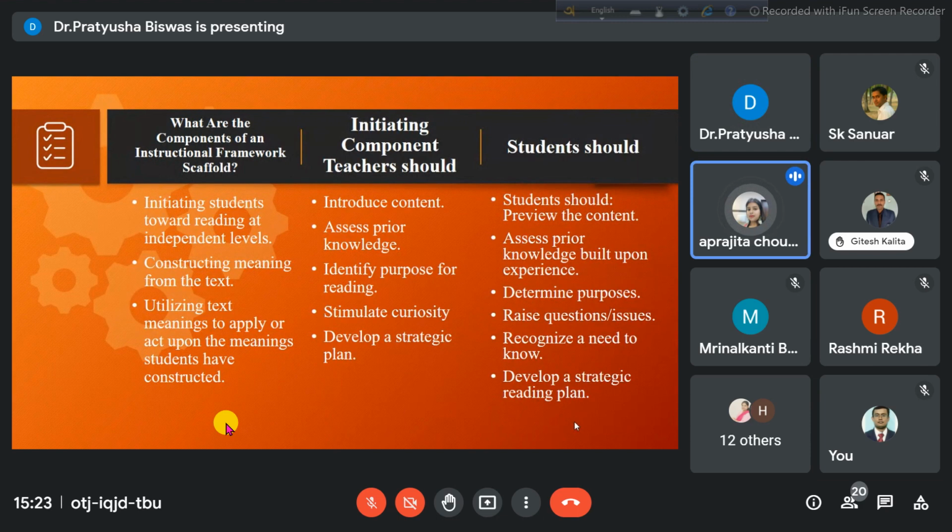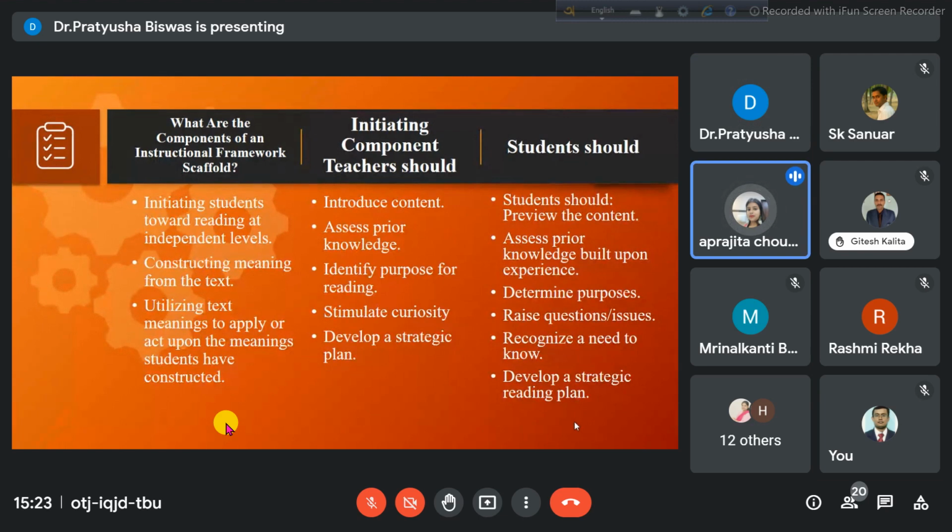Yes, ma'am. As I understand it, in the first point, initiating students towards reading, we need to motivate students to learn at an independent level, and guide them toward self-paced learning. They should put in their effort and hard work so that they can learn the points or the topic in a better way.